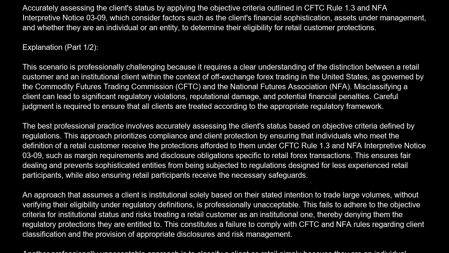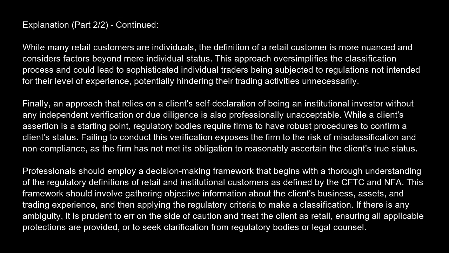This constitutes a failure to comply with CFTC and NFA rules regarding client classification and the provision of appropriate disclosures and risk management. Another professionally unacceptable approach is to classify a client as retail simply because they are an individual, regardless of their sophistication or the nature of their trading activities. While many retail customers are individuals, the definition of a retail customer is more nuanced and considers factors beyond mere individual status. This approach oversimplifies the classification process and could lead to sophisticated individual traders being subjected to regulations not intended for their level of experience, potentially hindering their trading activities unnecessarily.